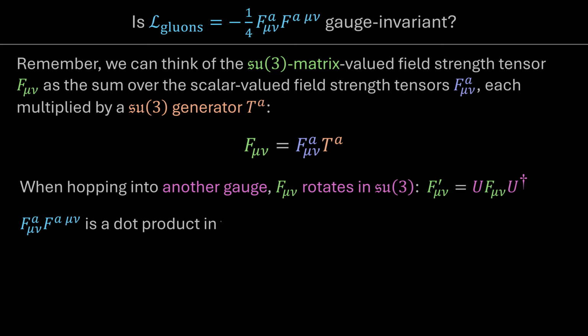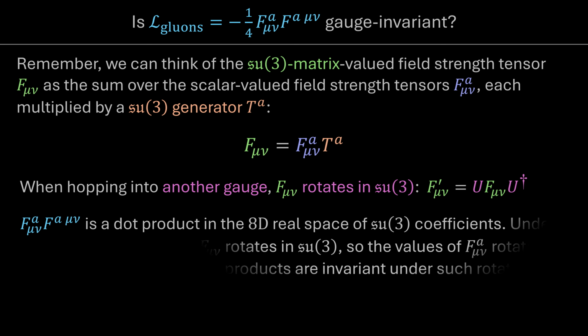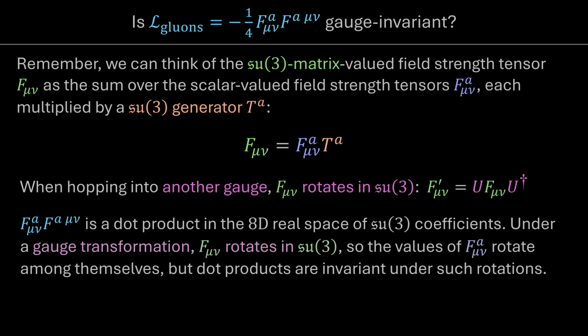Now this term, F^a_μν F^μν_a, think of that as a dot product in the 8-dimensional real space of SU(3) coefficients. And so under a gauge transformation, as F^μν rotates in SU(3), the individual values of F^a_μν are going to change as it rotates in color space, but the dot product is going to remain invariant under that rotation in color space. And so therefore, the gluon part of the Lagrangian is going to be gauge invariant.